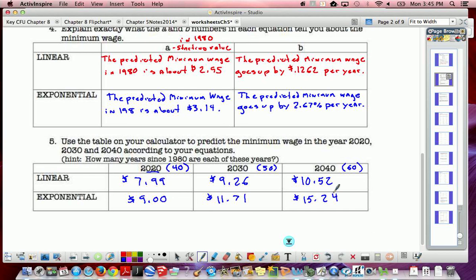All right, that ends page 2. You can go ahead and flip to page 3.